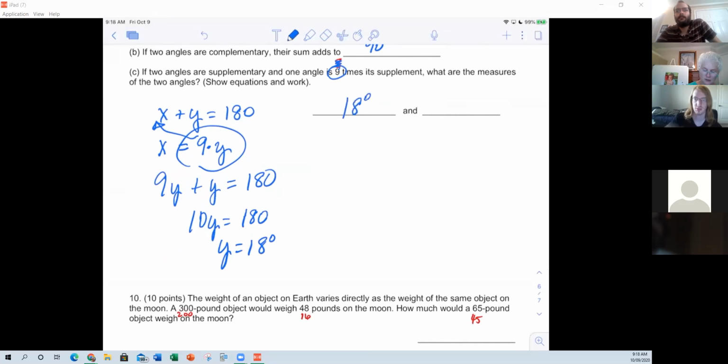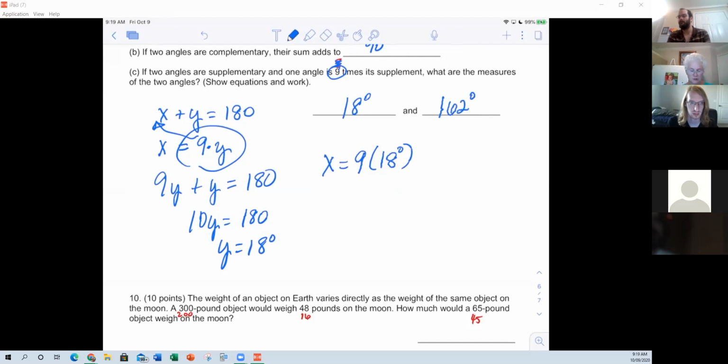And then the other angle, if we said x equals 9 times y, so 9 times 18 degrees is going to give us 162 degrees. And to check it, you have to add 162 and 18. It should come back to 180.